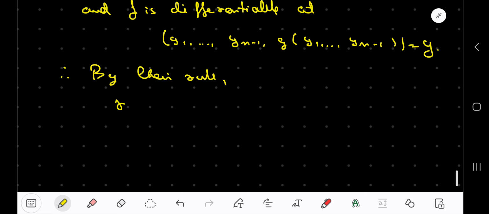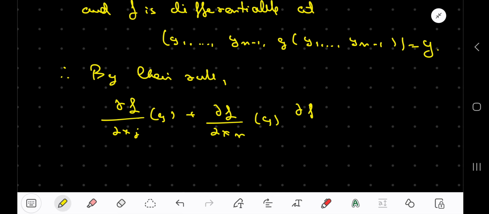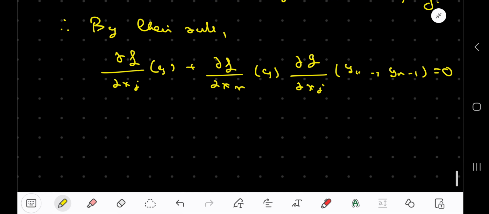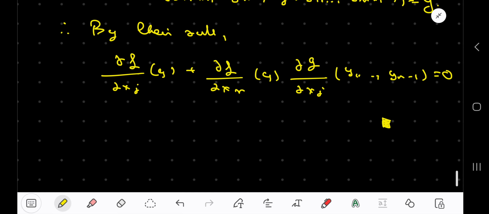we can immediately see that del f by del xj at y plus del f by del xn at y times del g by del xj at, I should get it here, yeah, fine, it will be the first n minus 1 tuple, yeah, this should be 0.